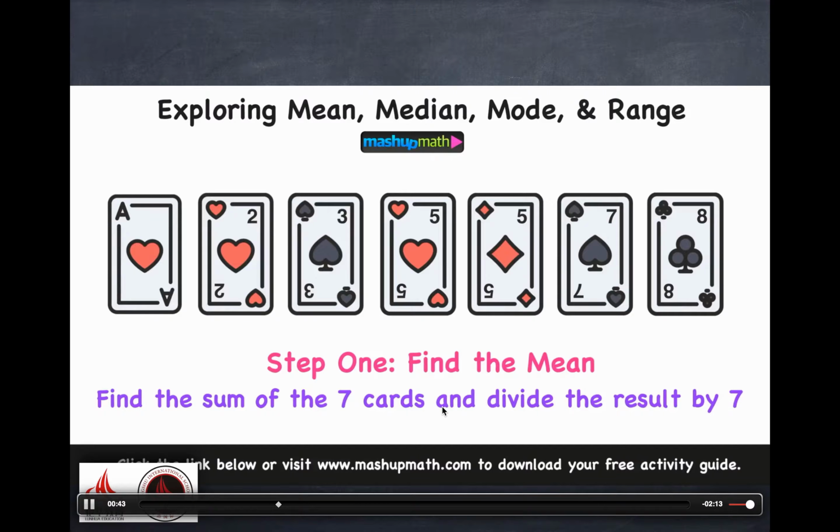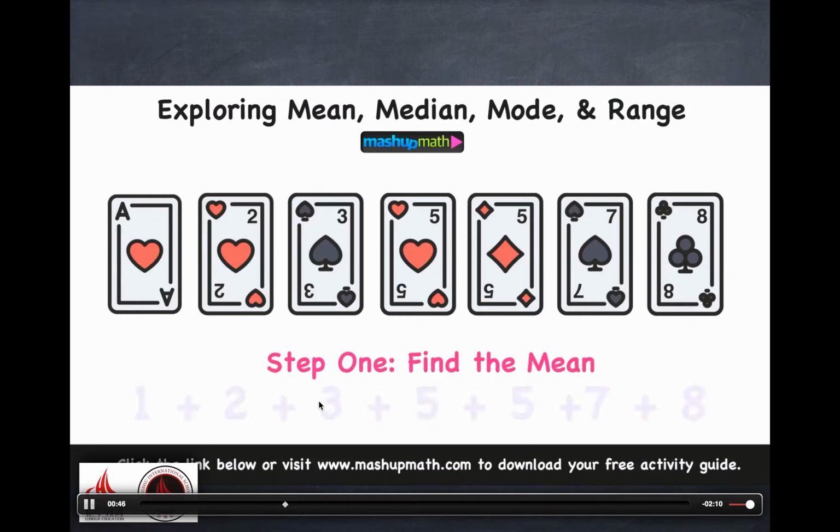Find the mean. We add all of these values, and we get the total first. It's 31. Then we divide the total by the amount of numbers we have, so by 7. And the mean is 4.4.